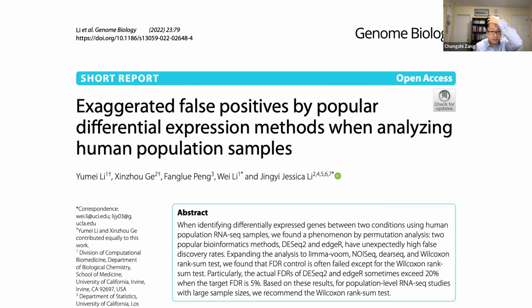All right, so I'll give one example. Not sure whether you got a chance to read this before the class, but this is a very interesting paper published a few years ago in Genome Biology by two of my friends, Jessica Lee and Wei Li. They collaborated and found a very interesting observation. The title is exaggerated false positives by popular differential expression methods when analyzing human population samples.